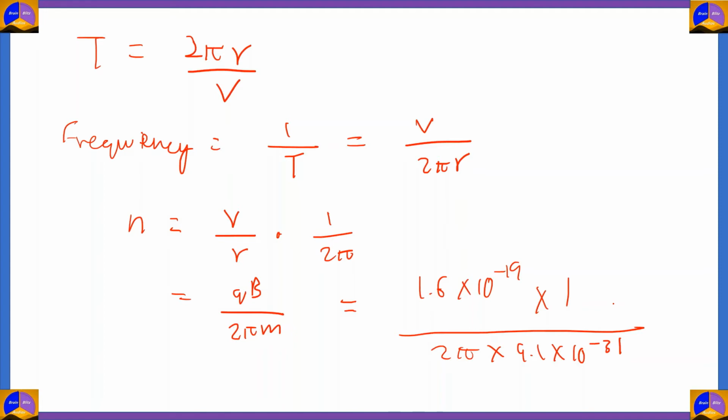Now what we do is we take 10 raised to minus 31 to the numerator, so that becomes 10 raised to 31. 10 raised to 31 minus 19 will give you the value of n as 1.6 into 10 raised to 31 minus 19. So 11 minus 9 is 2. 2 minus 1 is 1. So it's 10 raised to 12 times 1 will be the same. So divided by 2 pi into 9.1.